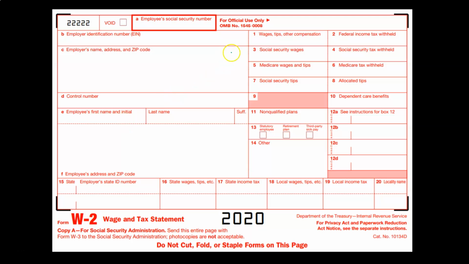Then we've got the actual numbers that need to be reported. Box 1, of course, being wages, tips, and other compensation. So this is going to be the compensation basically for federal income tax.